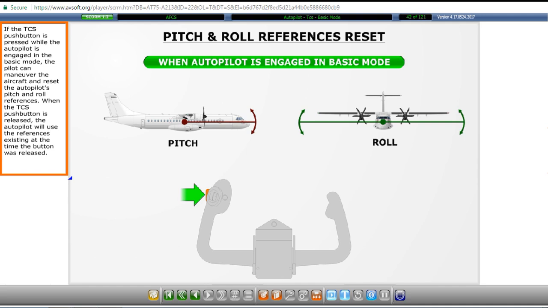If the TCS push button is pressed while the autopilot is engaged in the basic mode, the pilot can maneuver the aircraft and reset the autopilot's pitch and roll references. When the TCS push button is released, the autopilot will use the references existing at the time the button was released.